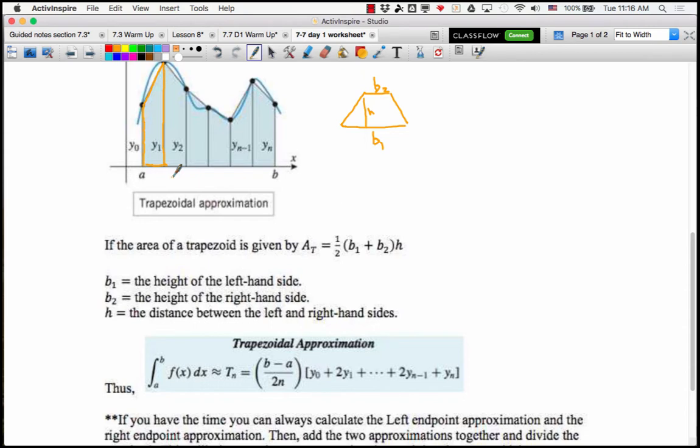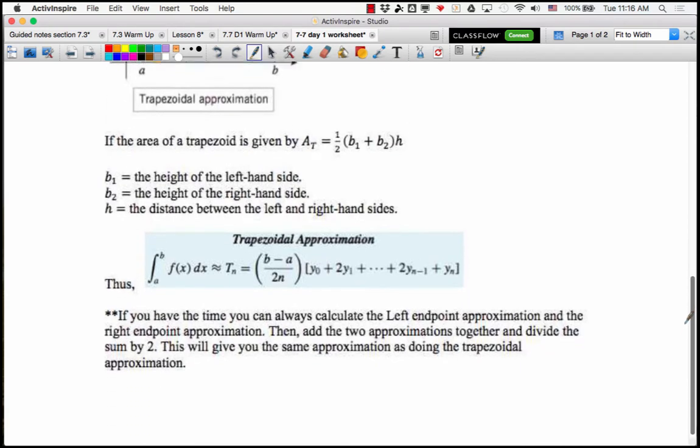All right? Now, if we're given a table, we can just look at those measurements. Left-hand side, right-hand side, those are our two bases. Our height would be the distance between them. And so on and so forth. So let's try a couple problems.